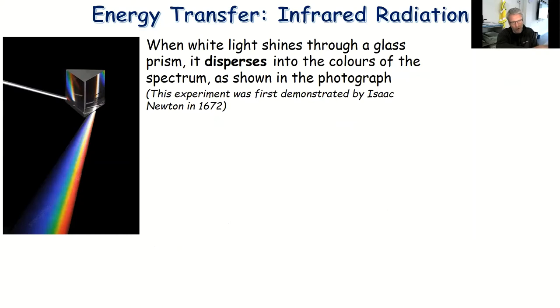He shone a bright white light, as you can see there, into a 60 degree prism. And that white light, because it's refracting in the way it is, splits or disperses into the colours of the spectrum, going from red, orange, yellow, green, blue, indigo and violet. The indigo and violet are a little bit difficult to see.